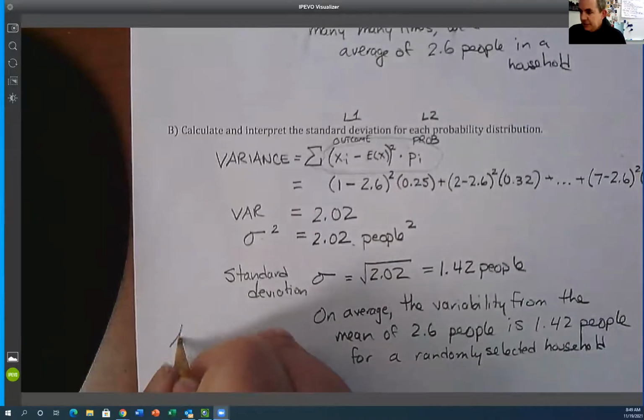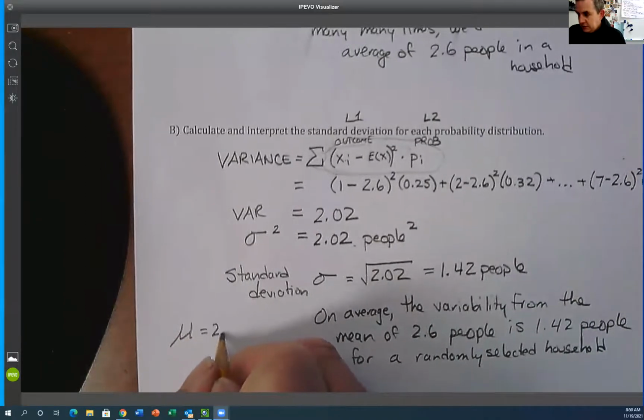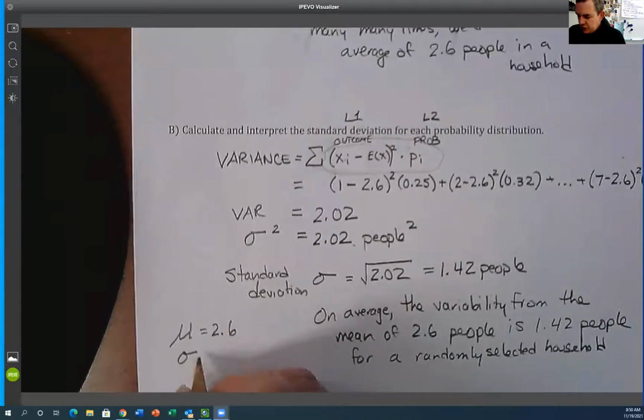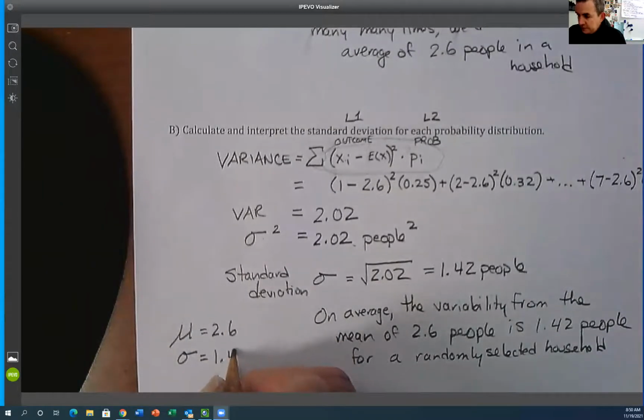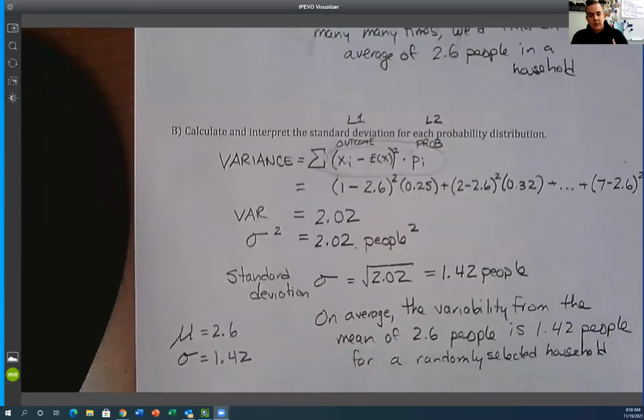So what this tells me is I now have the mean and I now have the standard deviation. You told me that the mean is 2.6 and the standard deviation is 1.42. Now we're going to work towards shape, but right now that's all you need to do. Hopefully that helps a little bit on what we talked about today. I'm going to do another video about continuous variables, which is a little bit of a review for you. So hopefully that helped. Please ask questions if you have them.